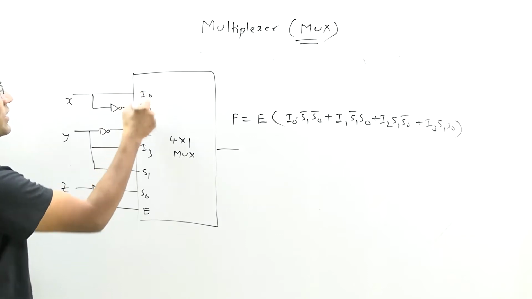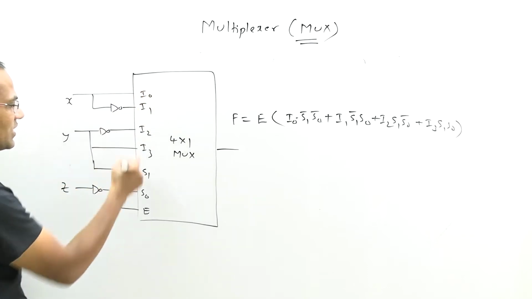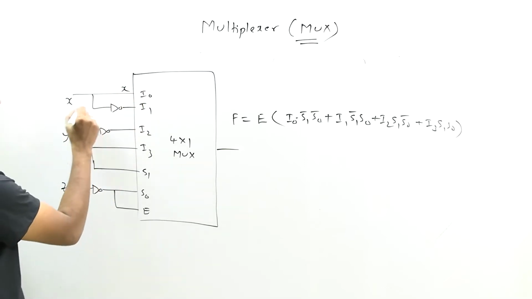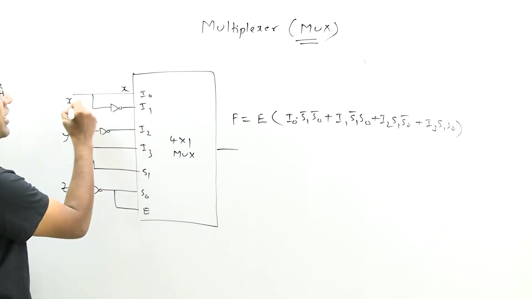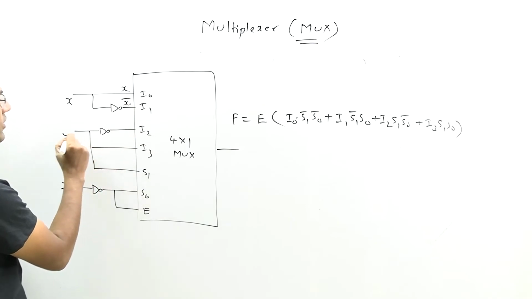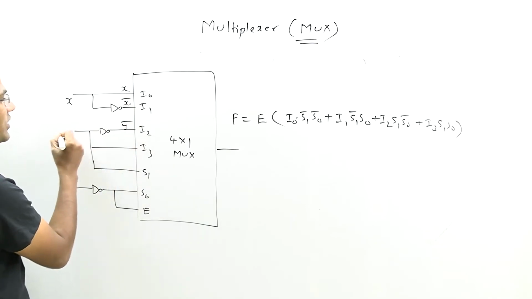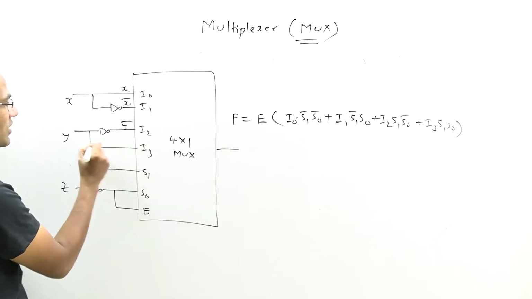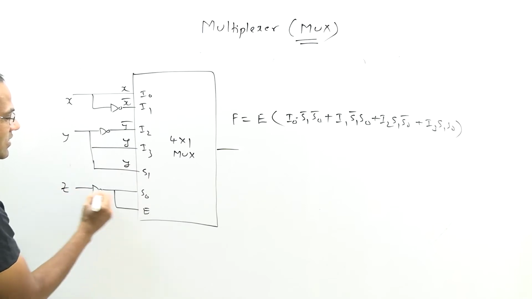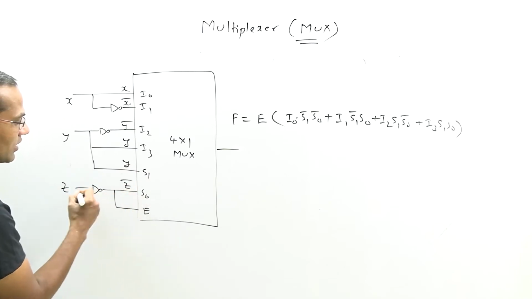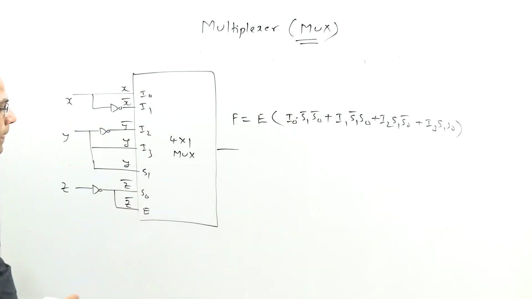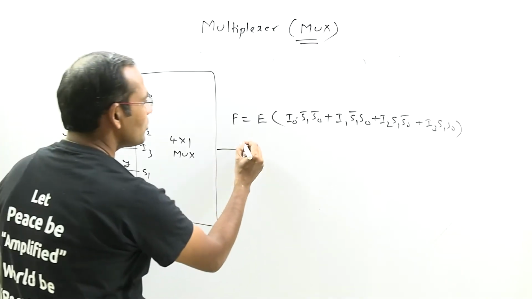First I am writing the variables here. x is coming directly, so I naught is x. Here x is coming through a NOT gate, that's why it is x bar, so I1 is x bar. Here y bar, because y is coming through a NOT gate. Here y is coming directly, so y. Here y is coming directly, so y. Here z is coming through a NOT gate, so z bar. Here also z bar. That's about the different variables. So E is z bar.